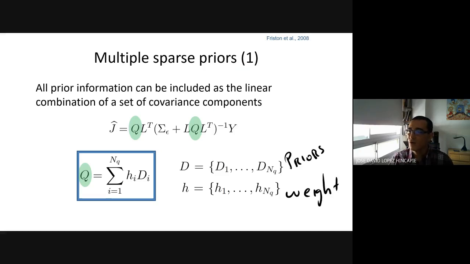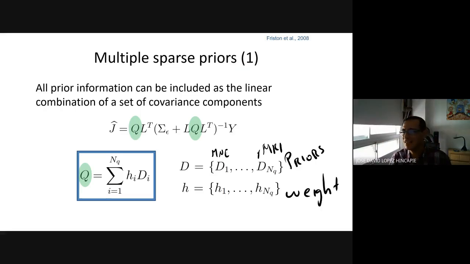Each of them is weighted depending on how plausible it is. So for example, this one can be a minimum norm prior. You can have an fMRI prior. So what we are doing is that we are embodying all these priors. We are including all the prior information that you may have.